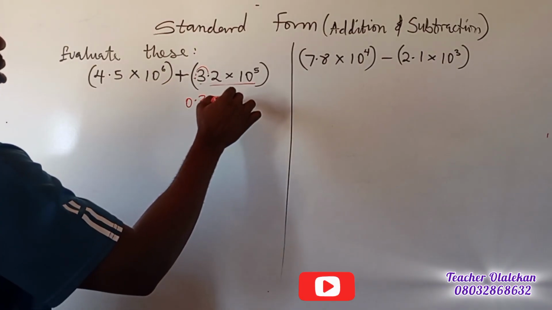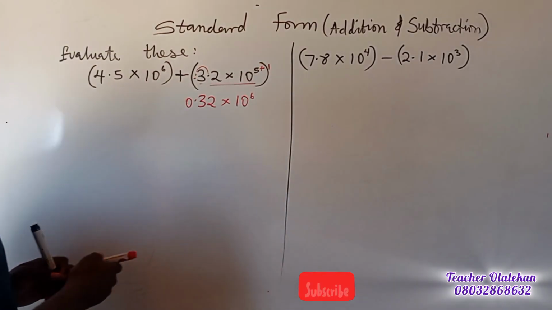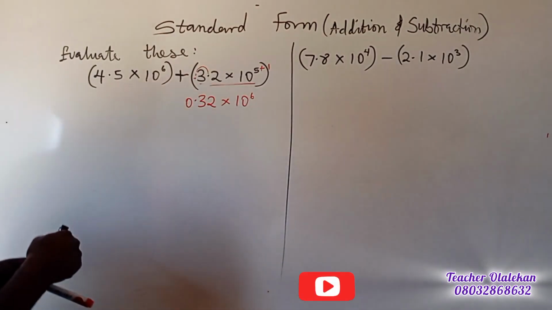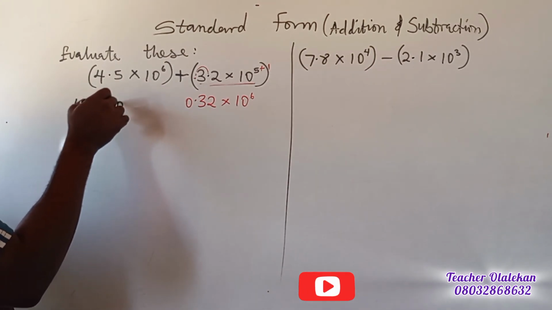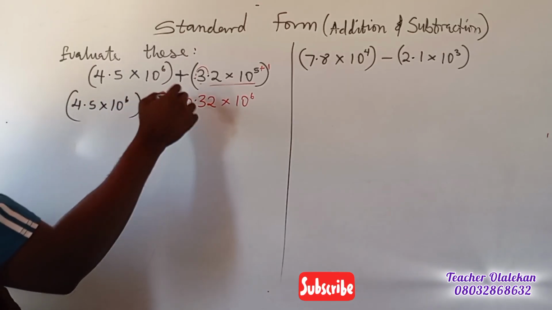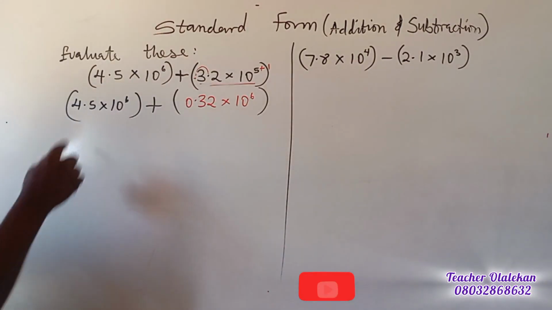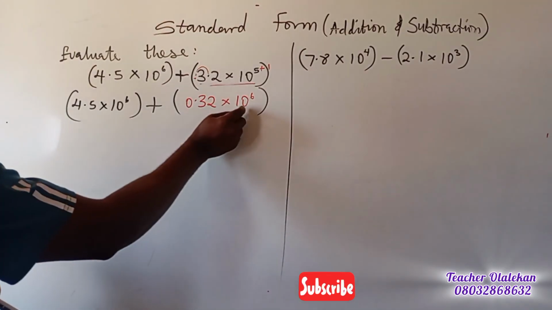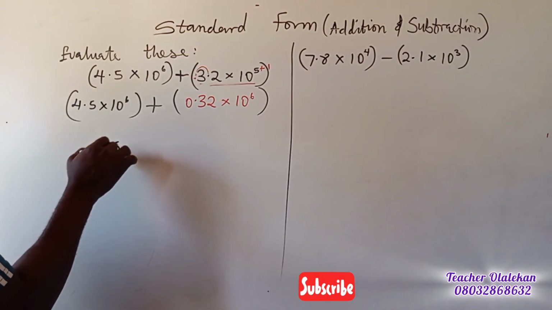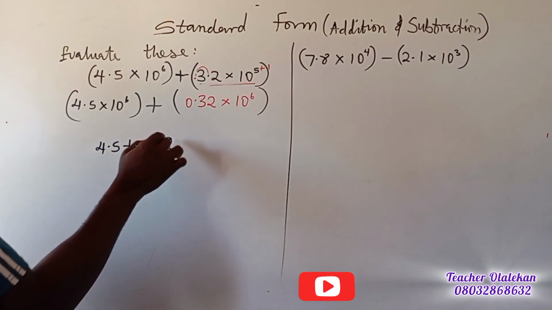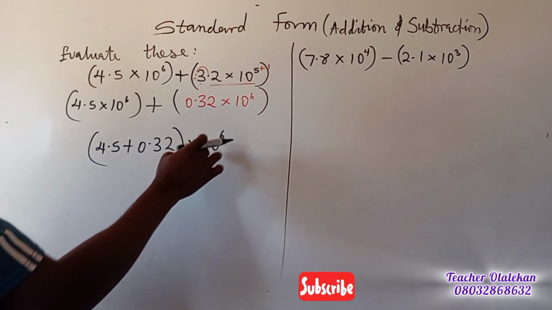0.32 times 10 raised to power 6. As you bring our point inward, you add 1 to the exponent. So everything is now 10 raised to power 6 and 10 raised to power 6. So what we have now is 4.5 times 10 raised to power 6 plus 0.32 times 10 raised to power 6. Now we add these two coefficients together, then we pick one of the 10 raised to power 6. So that becomes 4.5 plus 0.32 in brackets, then times 10 raised to power 6.